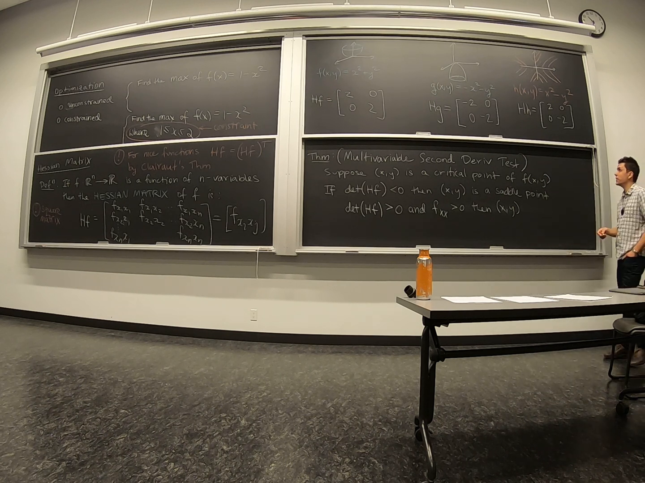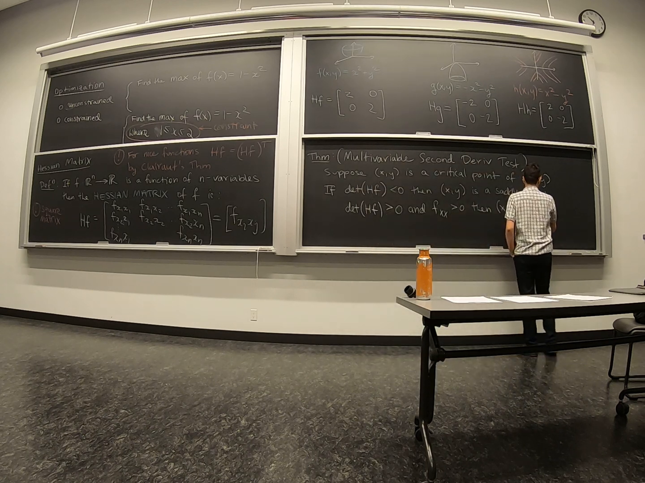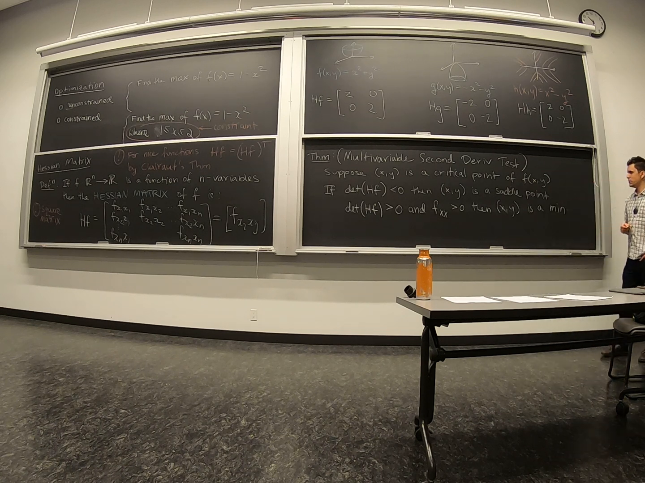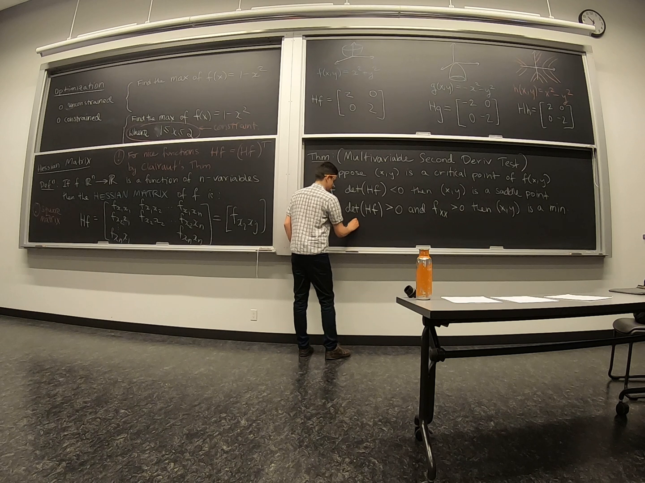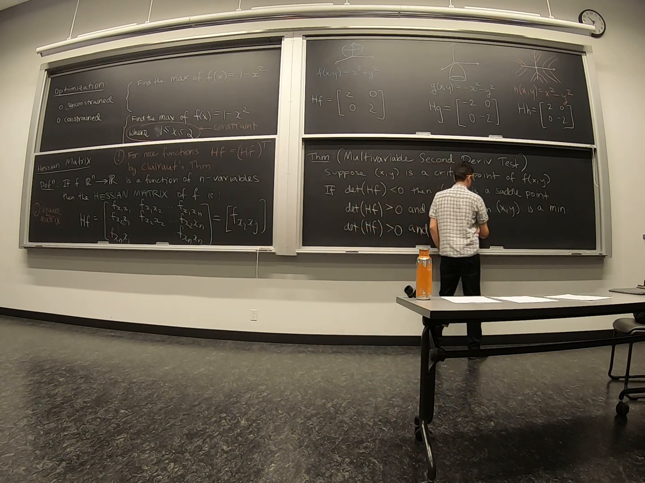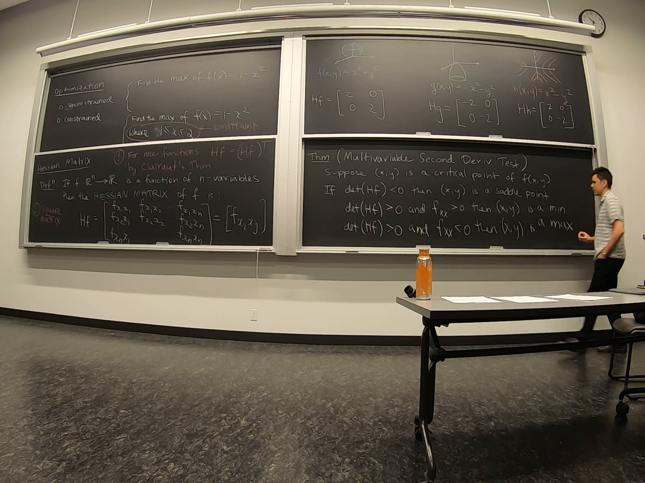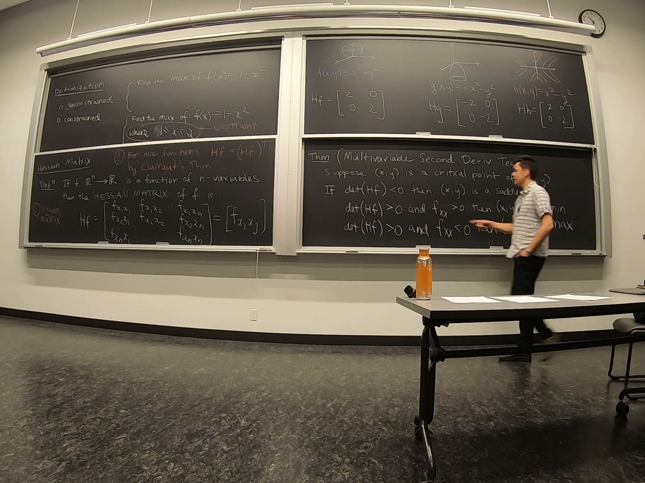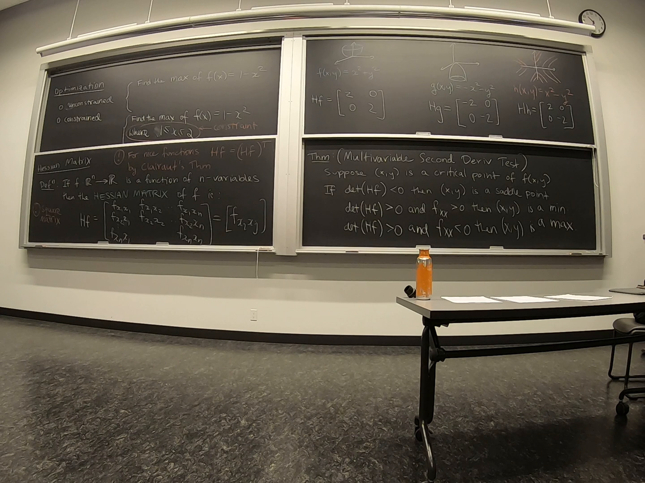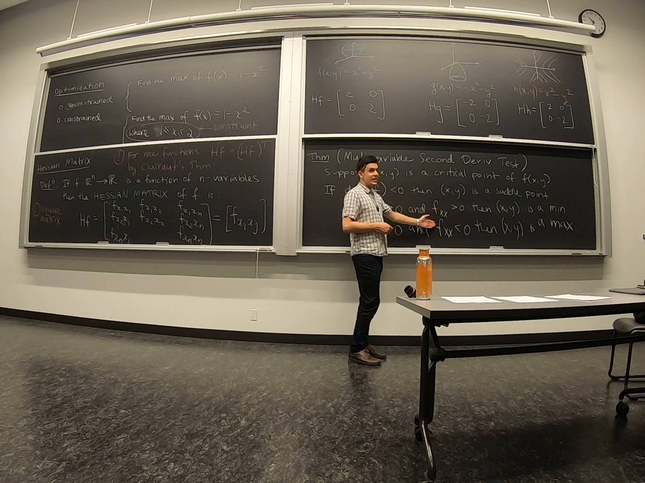If the determinant is positive and the second derivative in x is positive, then we're in this case: it's a minimum. If the Hessian is positive and the second derivative is negative, we get a max. These two conclusions are very similar to the single variable case. If we're in one variable and we've got positive second derivative, then we're a min. If we have negative second derivative, then we're a max.